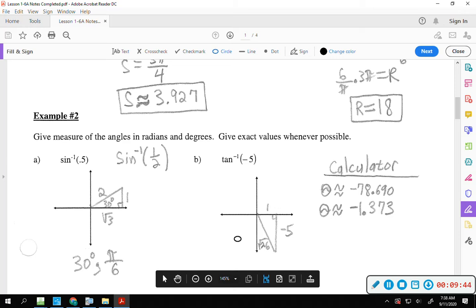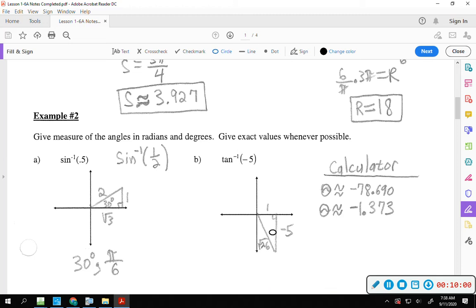It's negative in the second and the fourth. Why do we pick the fourth quadrant? Because of that range we just talked about: the answer must be from negative pi over 2 to positive pi over 2 only, every time that we have this notation. So I draw this picture in the fourth quadrant.